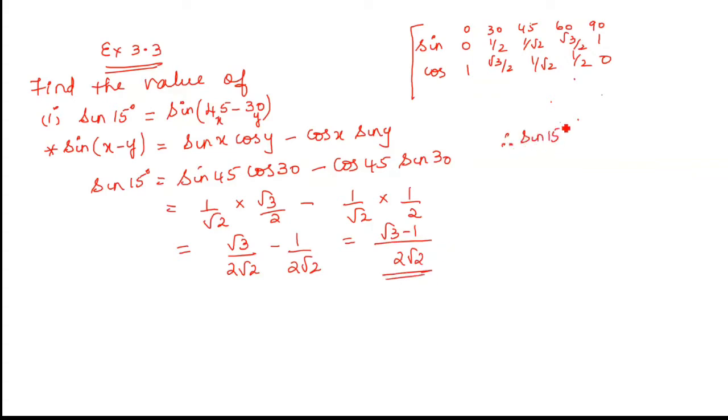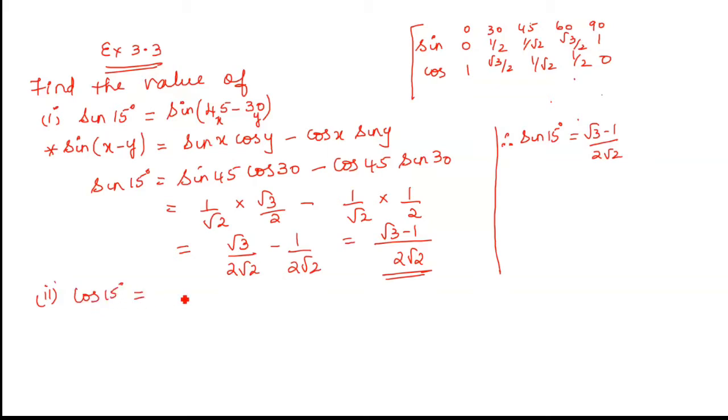For CET purpose, if possible, you need to remember this. Because if they ask sine 15, there is no time to write, use sine x minus y and derive. So it is root 3 minus 1 by 2 root 2. Whenever we get this, we will just make a note of that. Okay, now the second one, let us see cos 15.